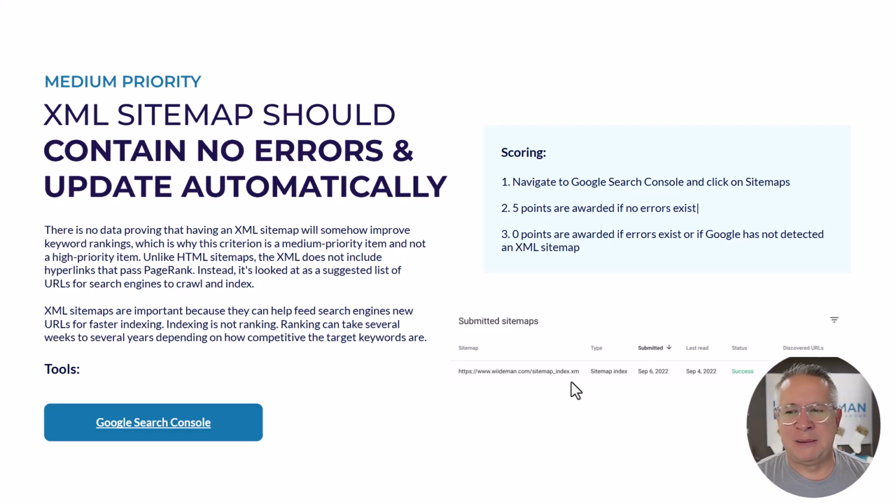Our XML sitemap should not contain any errors, and that sitemap should update every time you create new content or remove content. That sitemap should be pretty dynamic in nature. And there are plugins and extensions for most content management systems that do this automatically for you.